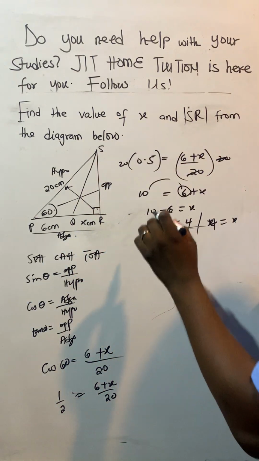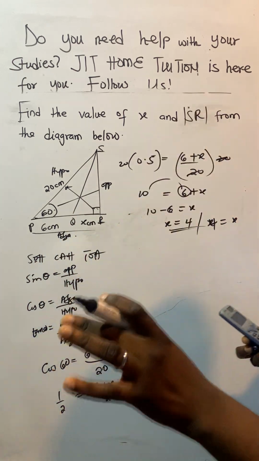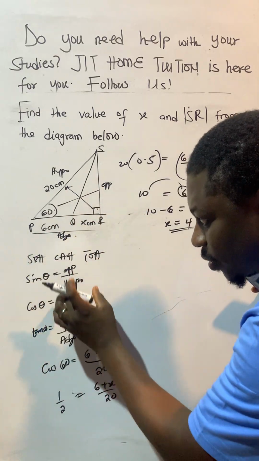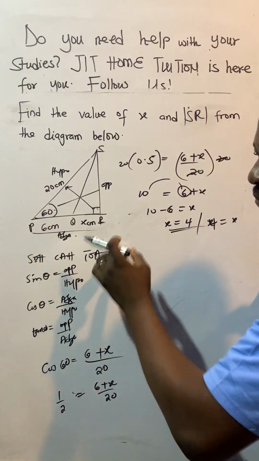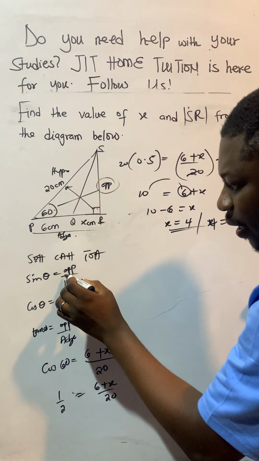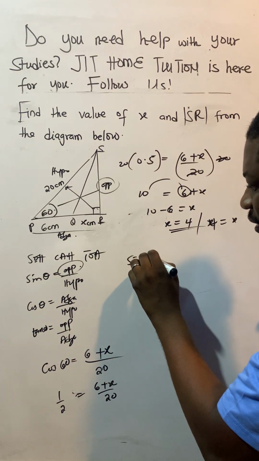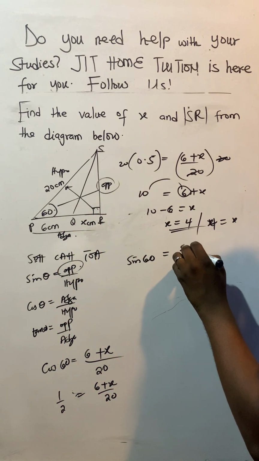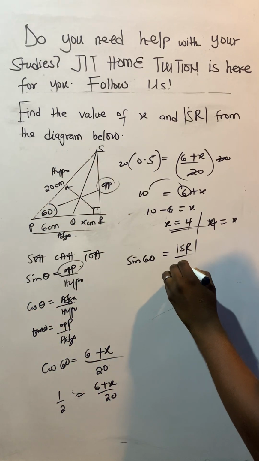The question is saying that we should also find SR, that is the length of SR. So how do you go about finding the length of SR? Now you come and look through what I wrote here again. You have this side, and you also have this side, meaning that you can work with any of them. Here we need the opposite, which is opposite over hypotenuse. So you can say that sine 60 is equal to the opposite, which we don't know, so that is SR, divided by the hypotenuse, that is 20.